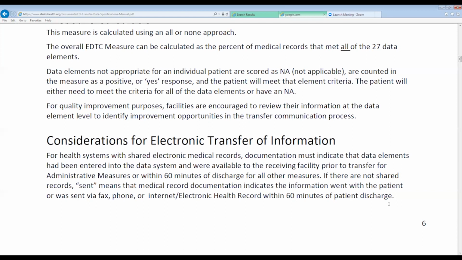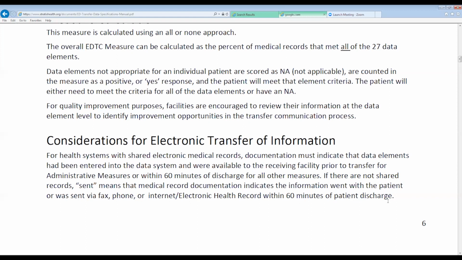Let me talk a little bit more about this. When we say documentation must indicate that the data elements, when we use that phrase, we need to know, if I went to your hospital tomorrow and started to do these EDTC records, I don't know what your process is. I don't need to know what your process is. I need to be able to see documentation in your ED record that the data elements that we're looking for were sent in one of these ways to the receiving facility, okay?